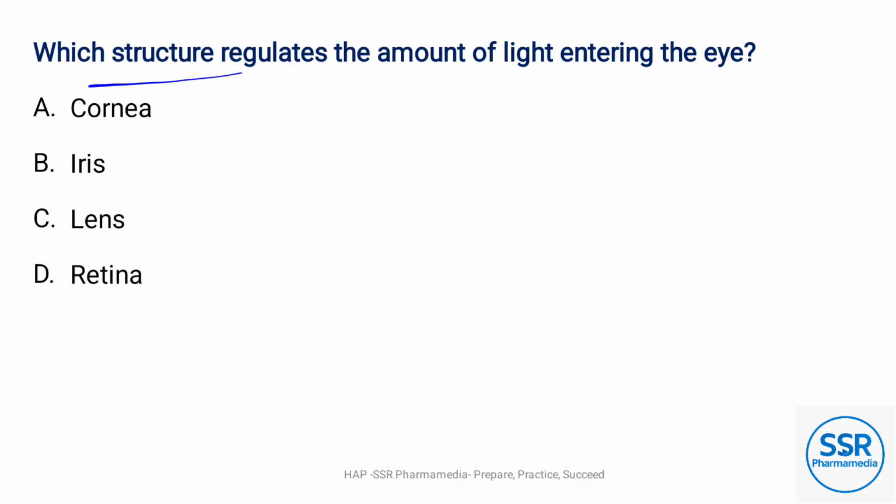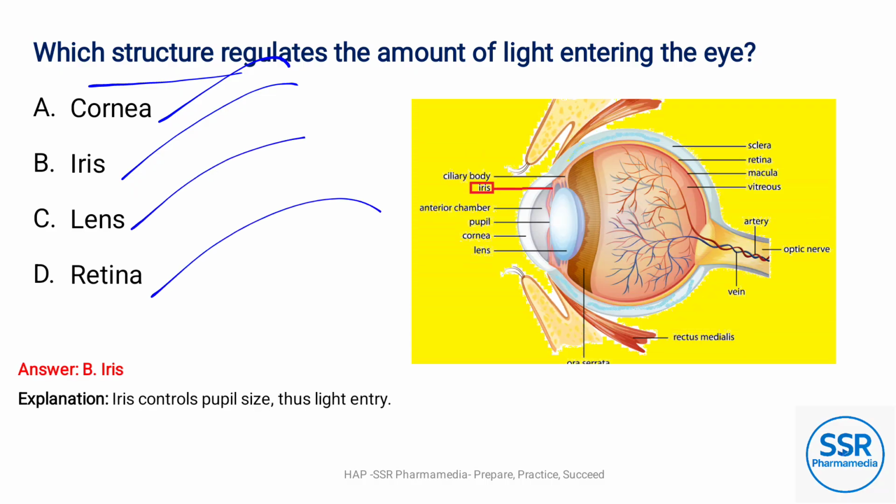Which structure regulates the amount of light entering the eye? Option A, cornea; option B, iris; option C, lens; option D, retina. So the answer is option B, iris. The iris controls pupil size, and thus the light that enters. Melanin in the iris is responsible for the color of the eye, and at the same time the iris controls the light.